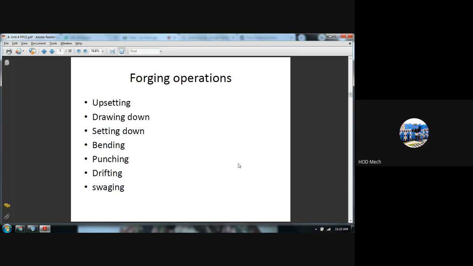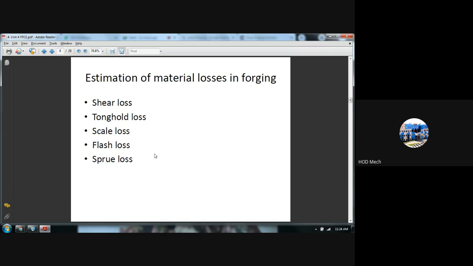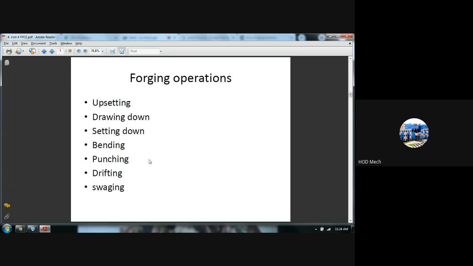with. Forging nu sonna, what are the terms that are used here? Upsetting, drawing down, setting down, bending, punching, drifting, swagging. Upsetting 1, 2, 3, 4, 5, 6, 7. The 7 terms are the terms that are used in forging operation: upsetting, drawing down, setting down, bending, punching, drifting, and swagging.